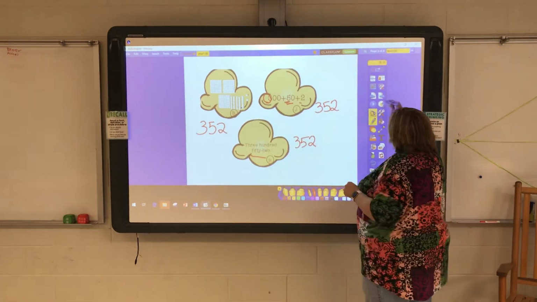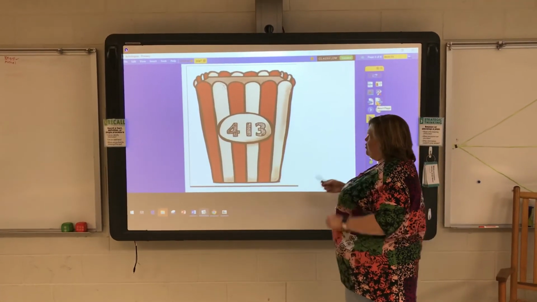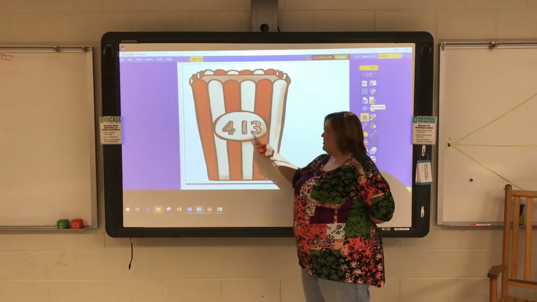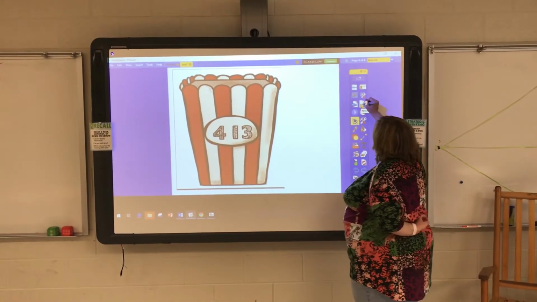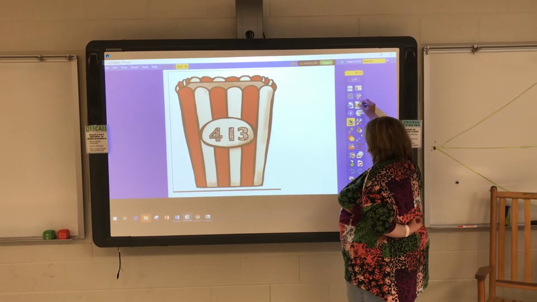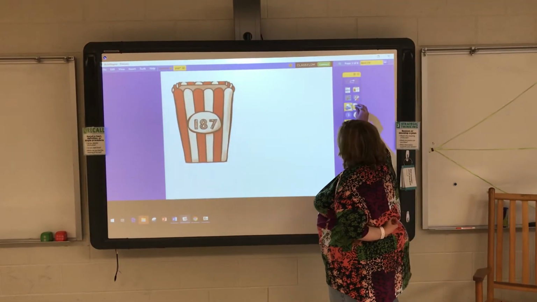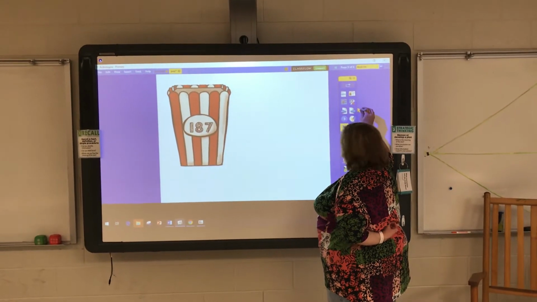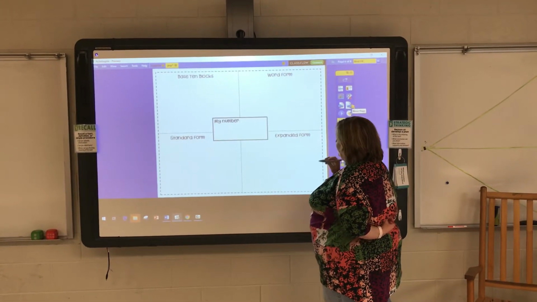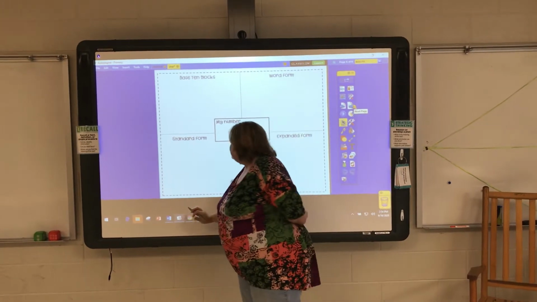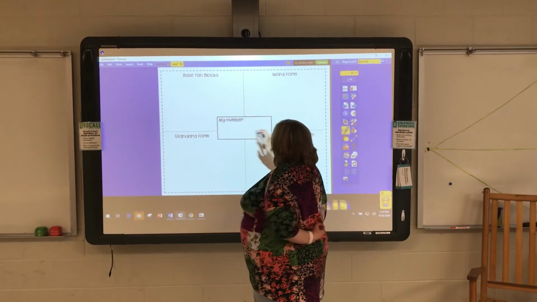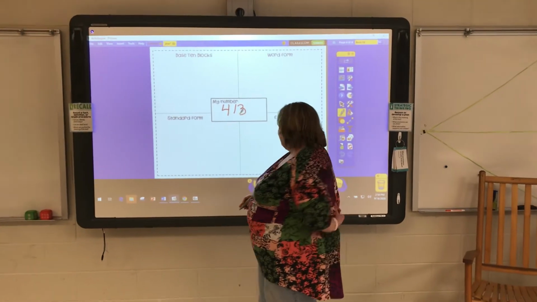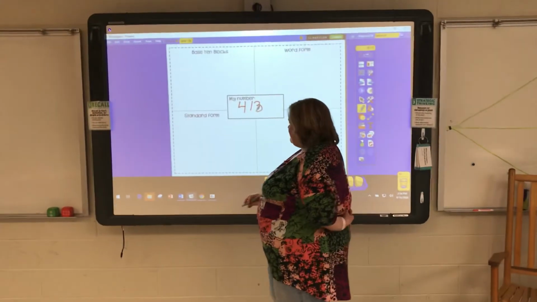So, let's look at this popcorn. So we have the standard form of 413. So we're going to take that number. Sorry, that's my pen not being quite there. And I'm going to write the number 413 in my box. And then I'm going to look at my place value blocks.